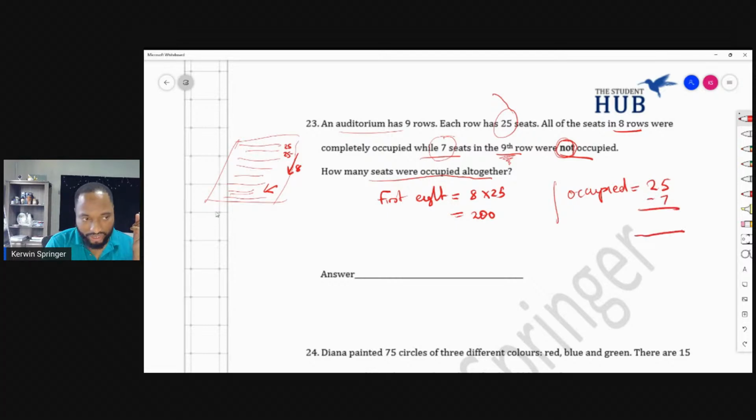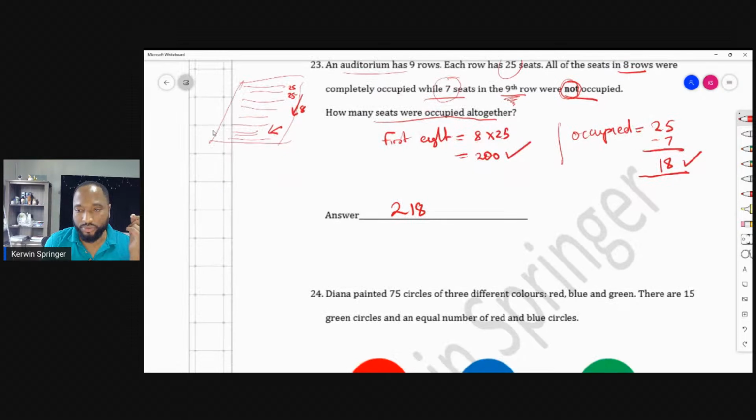And 25 minus 7 is how much, class? Is that 18? 18 plus 7 makes back 25. So 18 seats occupied in the 9th row, 200 occupied in the first 8 rows. Altogether now, 218 when you add it up. Well done, well done, well done.